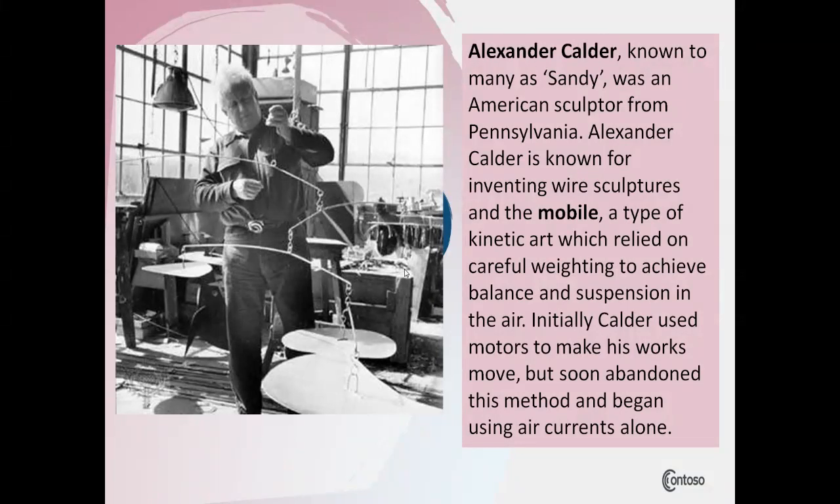Now, Alexander Calder is known for his invention of the wire sculptures and the mobile, as it was coined already by Marcel Duchamp. Also, this is described as a type of kinetic art which relied on careful weighing to achieve balance and suspension in the air. Initially, Calder used motors to make his works move, but soon he thought of just abandoning the method of using the motor power and just began creating kinetic sculptures using air currents alone.